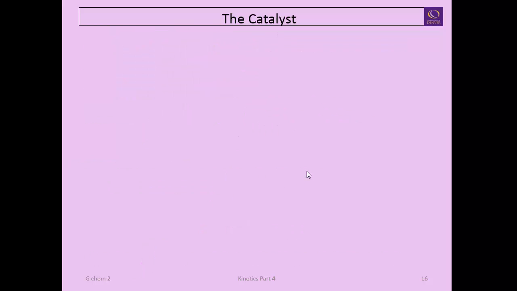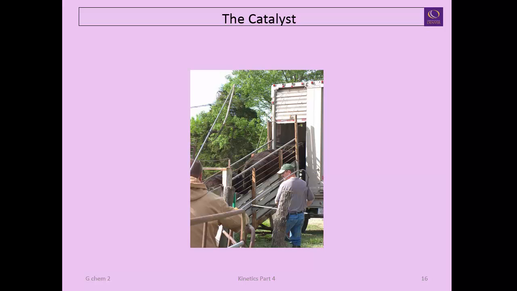All right, one last thing to understand in kinetics is something called a catalyst. And this is where my bad Southeast Colorado humor comes into play, and that is, I'm sure that this guy taking delivery on these animals probably has a catalyst.